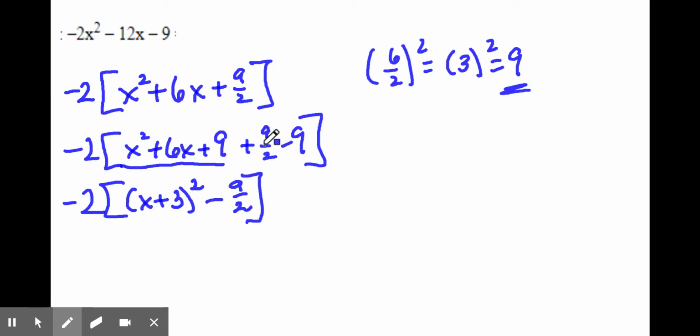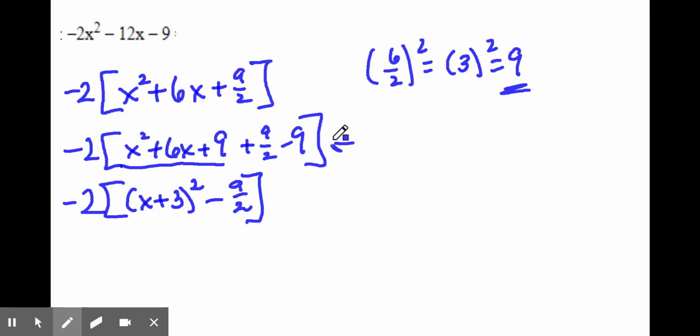I think, yeah, negative 9 over 2. Okay? All right. That's one way that you can go about doing it. And then, if you multiply this out, you would get back to where you started again.